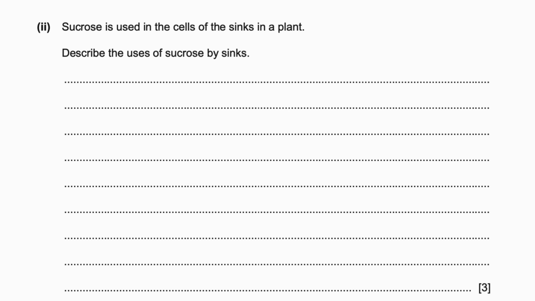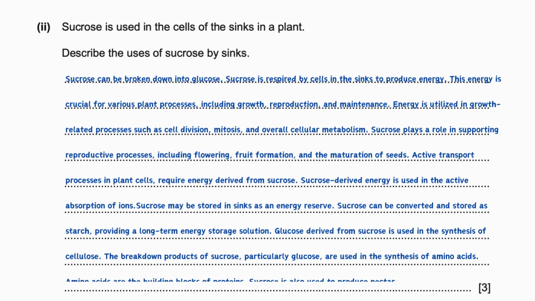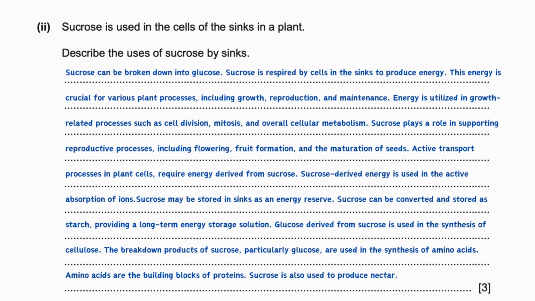Sucrose is used in the cells of the sinks in a plant. Describe the uses of sucrose by sinks. Sucrose, transported to the cells of sinks in a plant, serves various essential functions. Here are the uses of sucrose by sinks. Sucrose can be enzymatically broken down into glucose and fructose. Glucose is a fundamental carbohydrate used in various metabolic pathways.